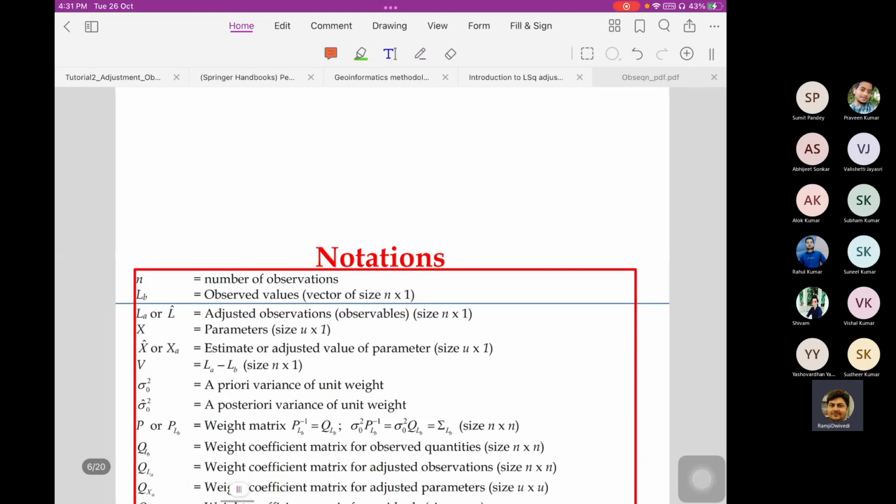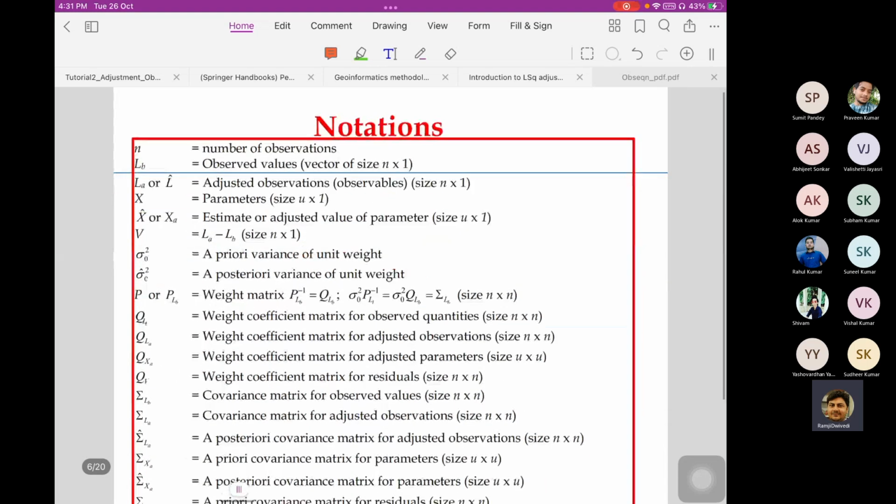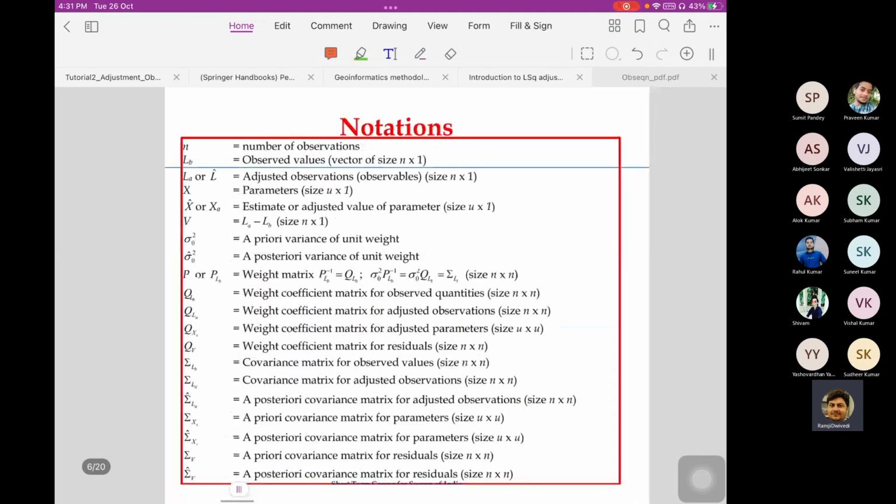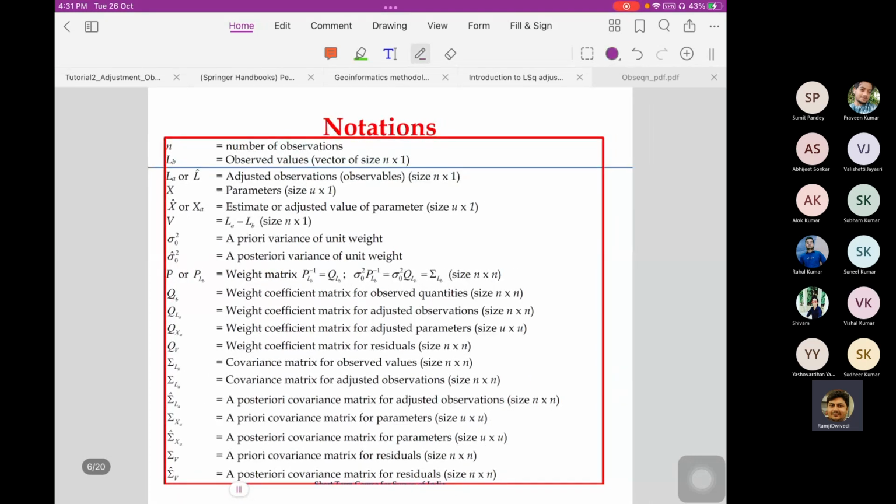Okay. The notations which will be used in the coming few classes. Take one by one notations. You just understand one by one. One is n, small n would be used for number of observations. Lb will be used for observed values. La or L hat will be used for adjusted observables. Capital X for parameters. X hat or Xa is for the estimated or adjusted value of the parameter.